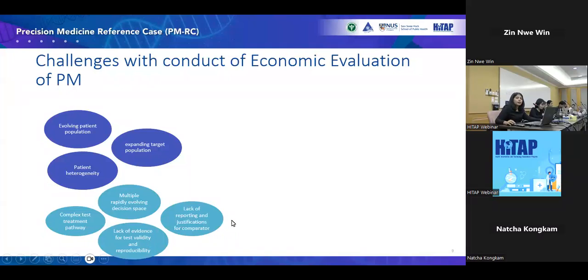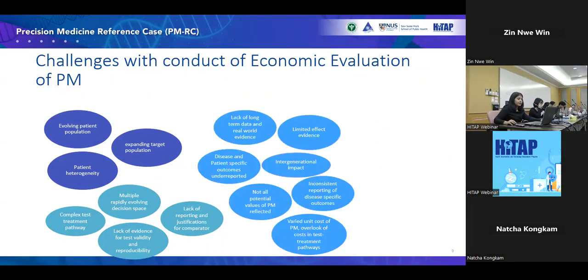Lastly, for the comparator, often the justification and the reporting of the comparator is limited, and the comparator that is used is almost always standard of care or no treatment at all. And this becomes difficult to define when we are modeling.